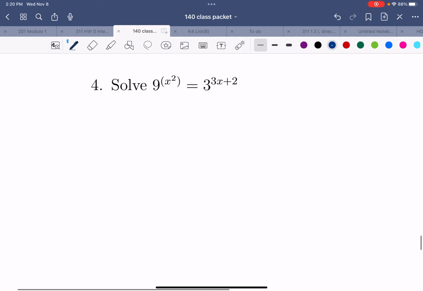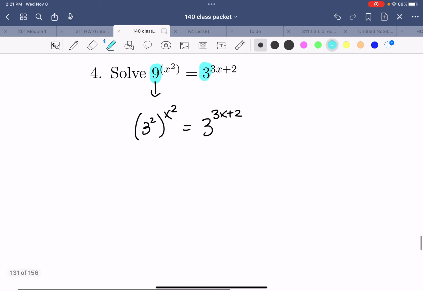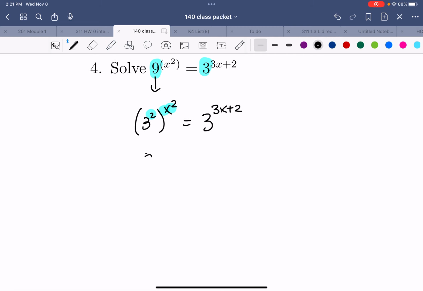For number 4. All right, now we've got an exponential equation here that we want to solve. In order to do that, I need the two bases to be the same. Okay, they're not right now, right? 9 and 3 are not the same, but 9 and 3 are kind of related because 9 is 3 squared. So if I replace that 9 with a 3 squared, then when I take powers to powers right here, I multiply them. So this is 3 to the 2x squared. Now I do have the same base, and I can set my exponents equal.